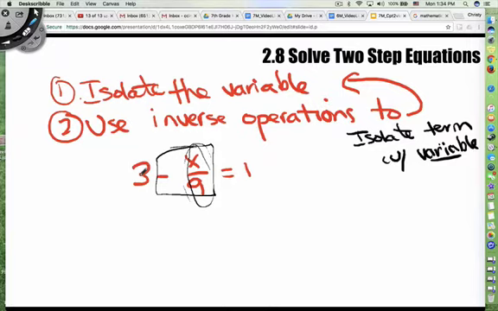To get rid of a positive 3 on this side, we need to subtract 3 from both sides. So we'll subtract 3, subtract 3. Here we cancel this out. We still have the negative x over 9 is equal to now a negative 2. Okay. Now what we need to do is get x by itself.